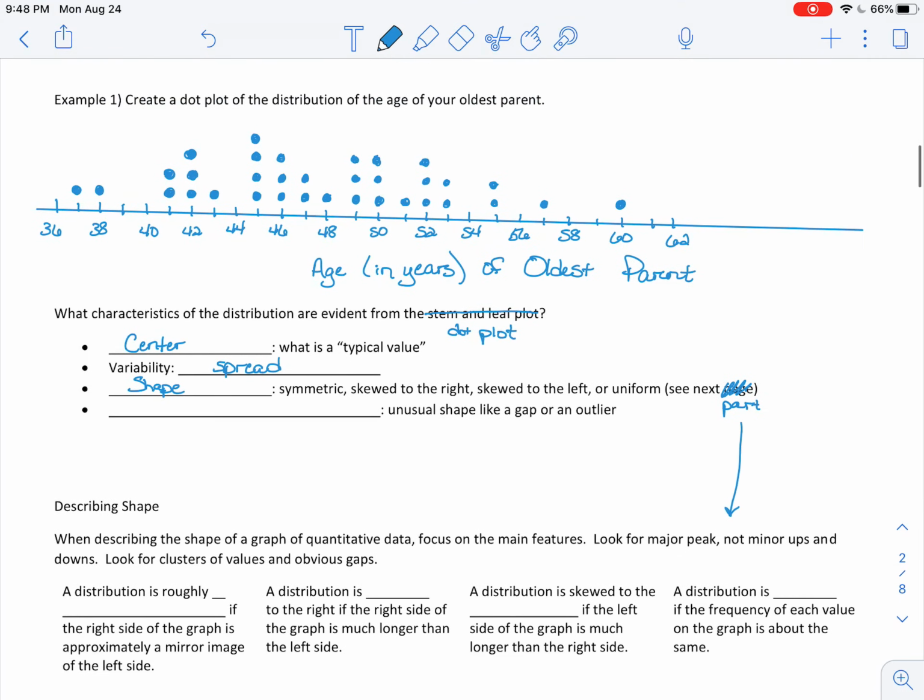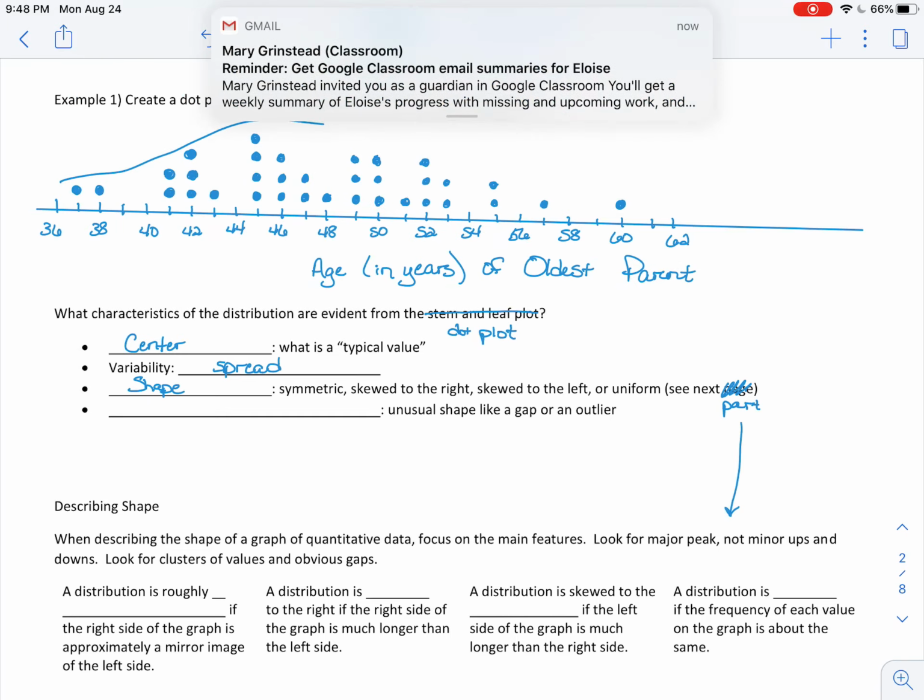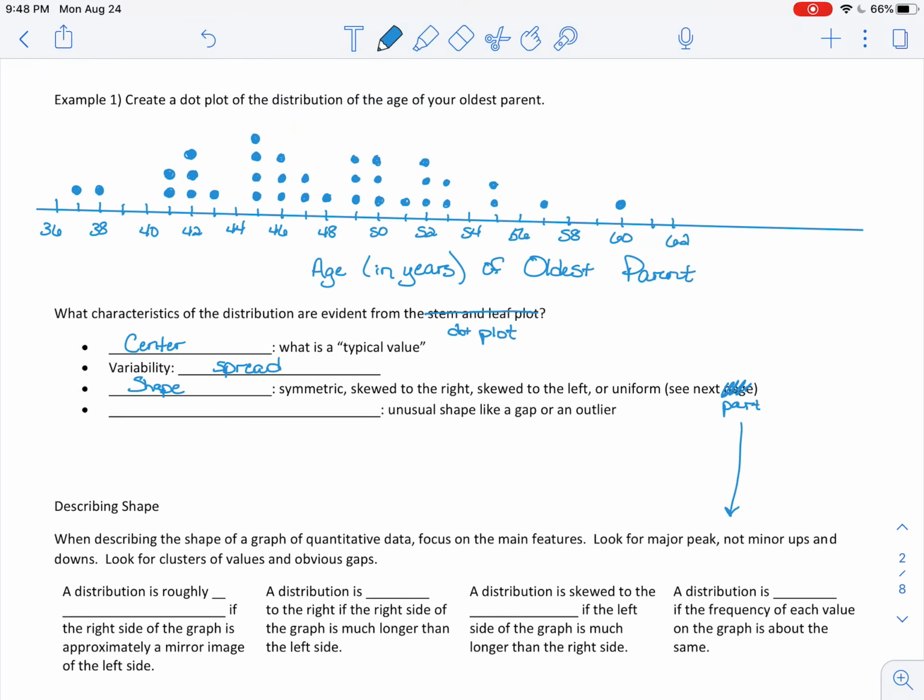So basically I'm trying to say, wow, we had a ton of people that were super young and not a lot of old people, or vice versa, or kind of like ours where it's centered in the middle. You're just describing the shape. What does it look like as a whole? What's the general trend? And then lastly, we're looking for any unusual features.